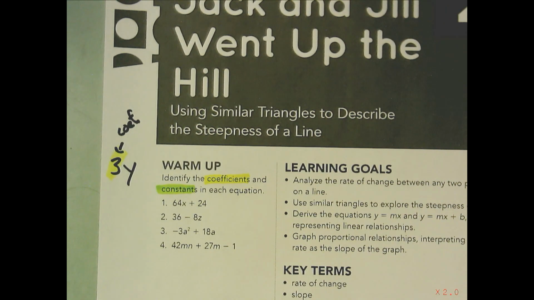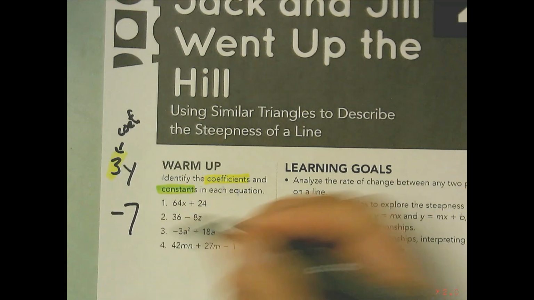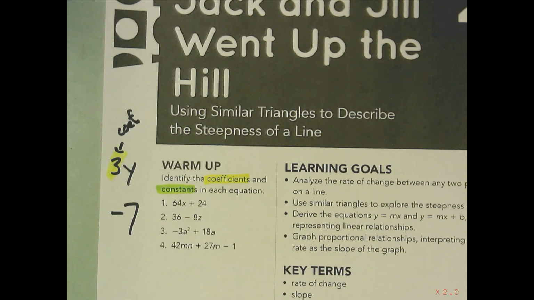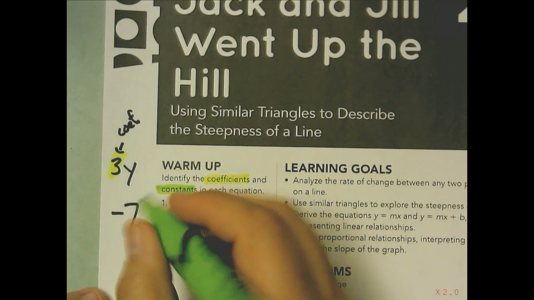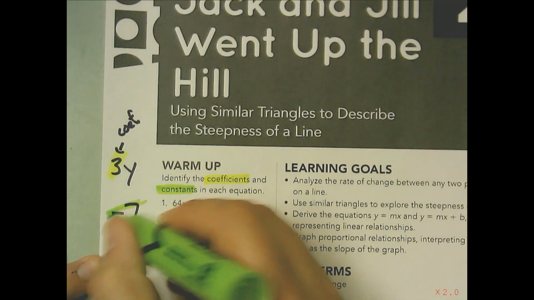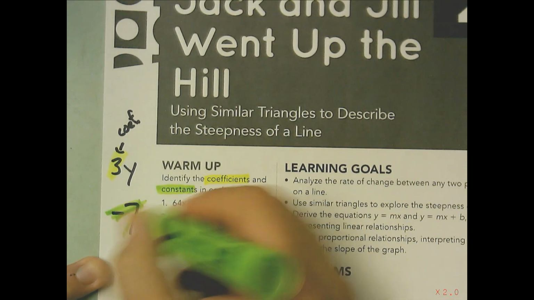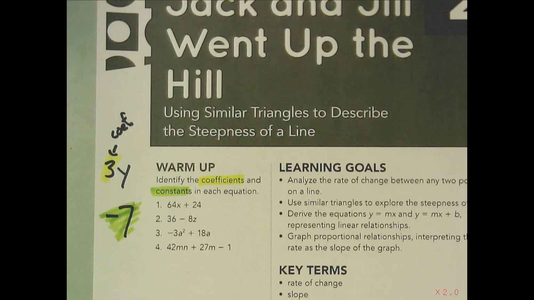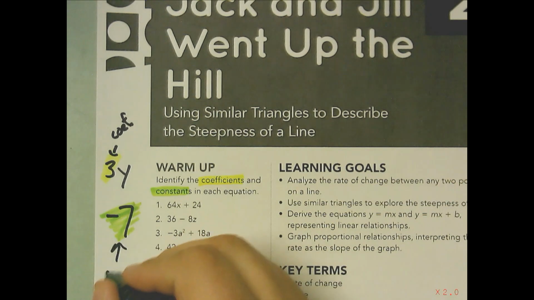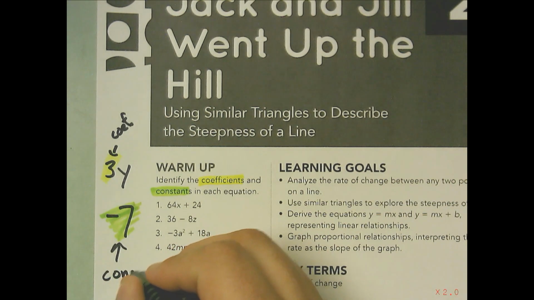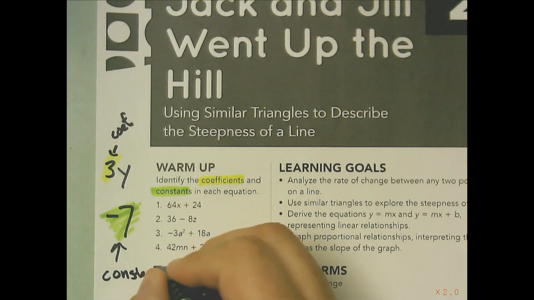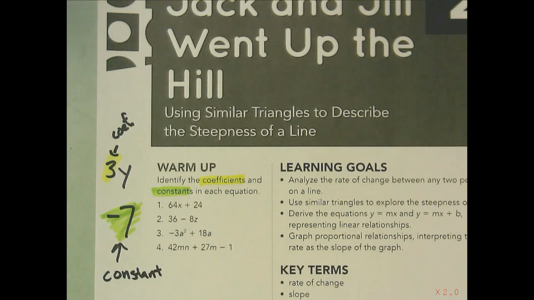Now, if I don't have a variable, in other words, I have -7, because there's no variable, I'm going to call this a constant. Now, constant means that -7 will always be -7. Okay? So it's constant. In other words, that value never changes. So a coefficient is in front of a variable, and that is subject to change.